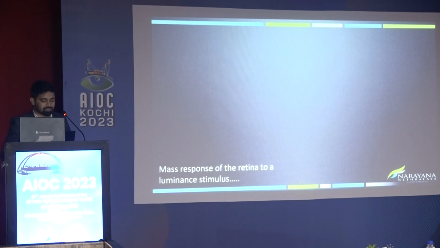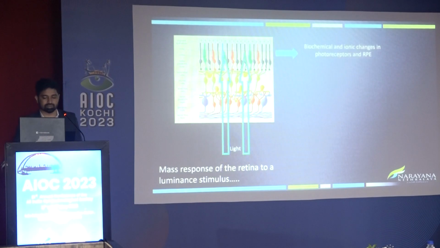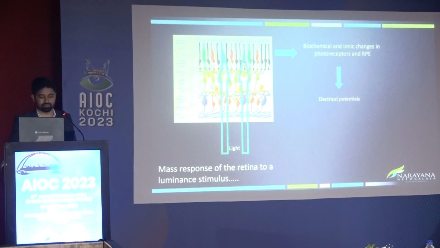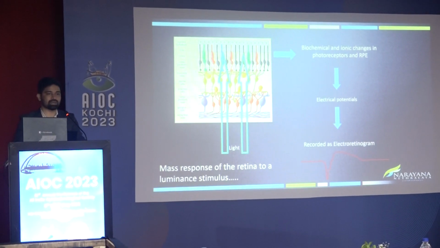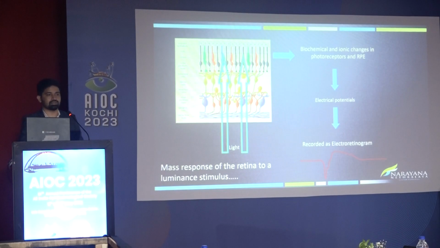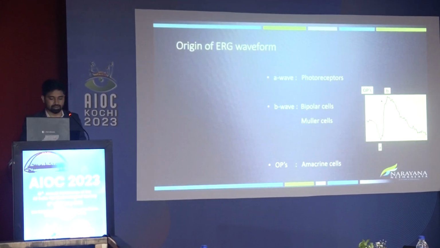It's the mass response of the retina to a luminance stimulus. Simple. Just stimulate the retina with light. What happens? There will be biochemical and ionic changes in photoreceptors and RPE, which generate an electric potential, which is recorded as electroretinogram. As simple as that. Stimulate the retina, action potential gets generated. That's what you're recording as electroretinogram.